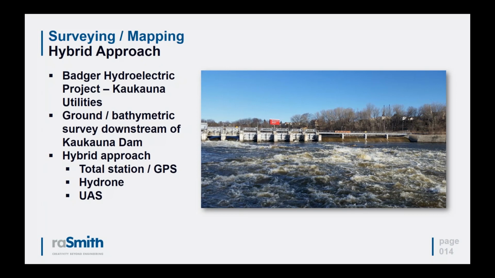This was a project up in Kaukauna on the Fox River. It was the Badger Hydroelectric Project, and our client was the Kaukauna Utilities. They asked us to essentially help them map the bottom surface of the river along a certain stretch below the Kaukauna Dam.